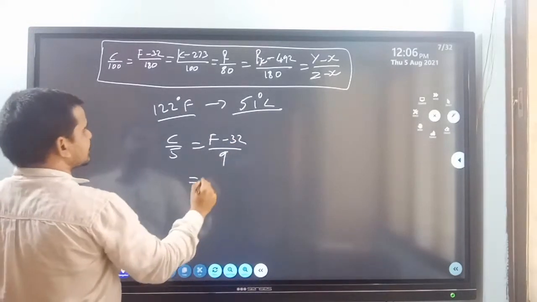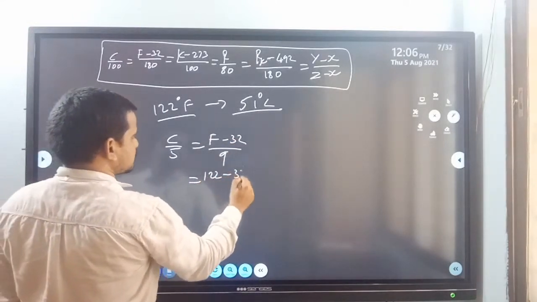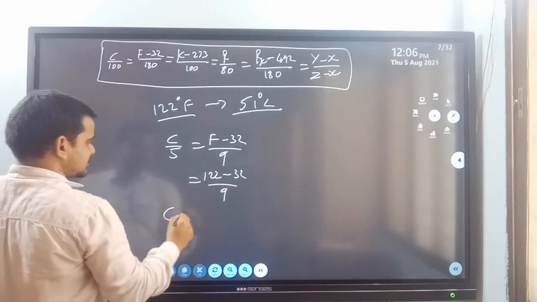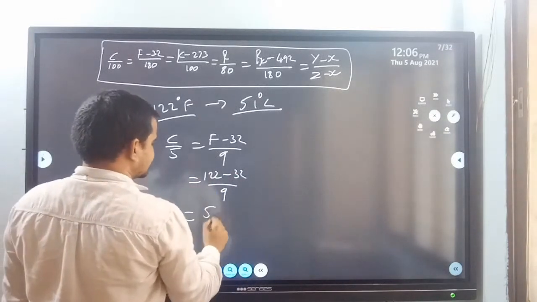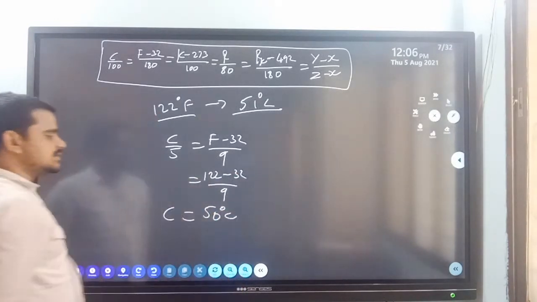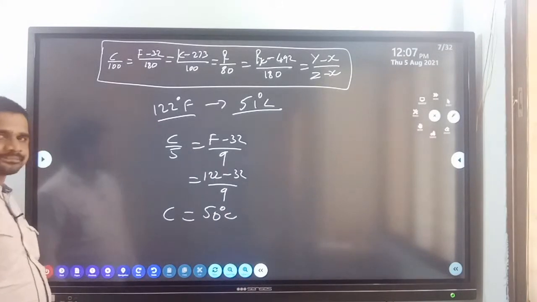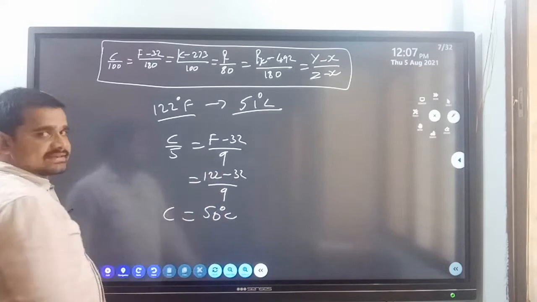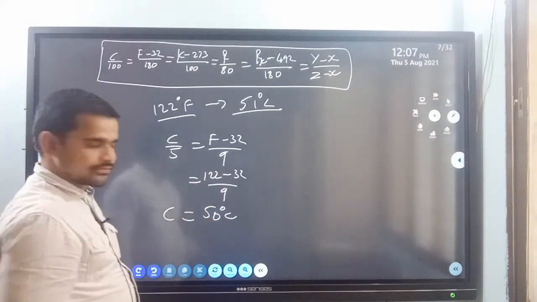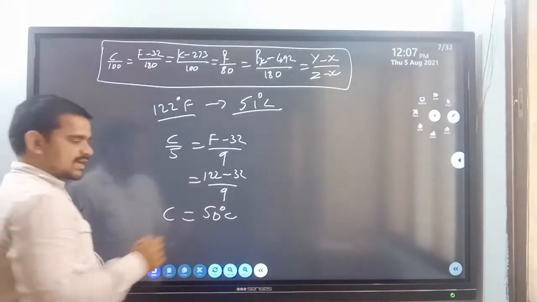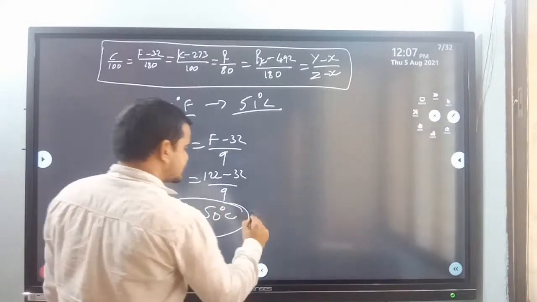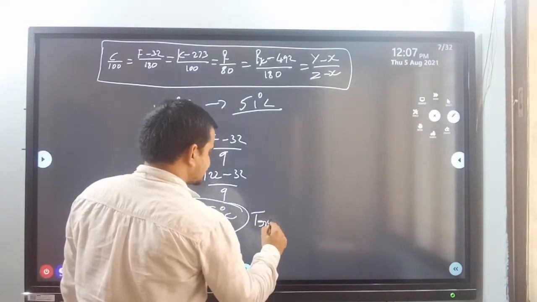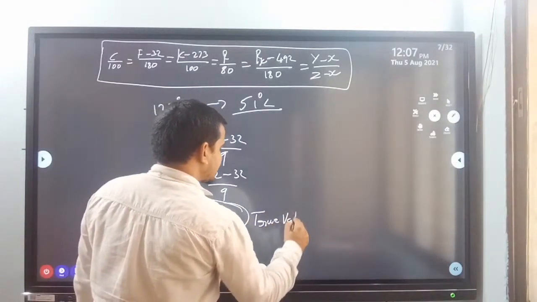So just simply write here (122 minus 32) by 9 and simplify here. C is equal to, we'll get as 50 degrees Celsius. How much will we get? 50 degrees Celsius. Correct? 122 minus 32 will get us 90. 90 by 9 is 10, times 5 is 50. 50 is the answer. Actually, this is the correct value, means this is the true value. We say it as a true value, correct value.